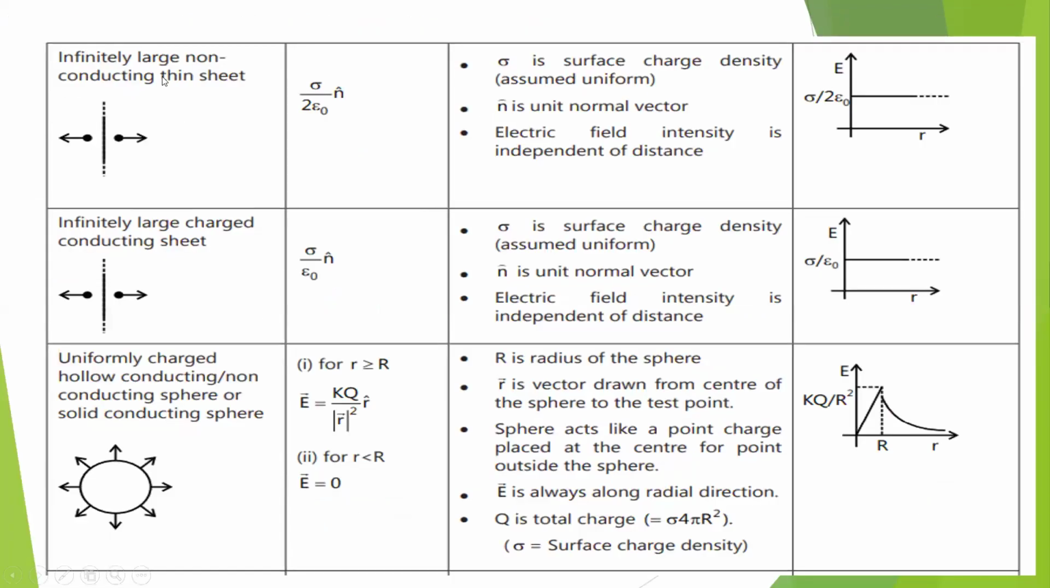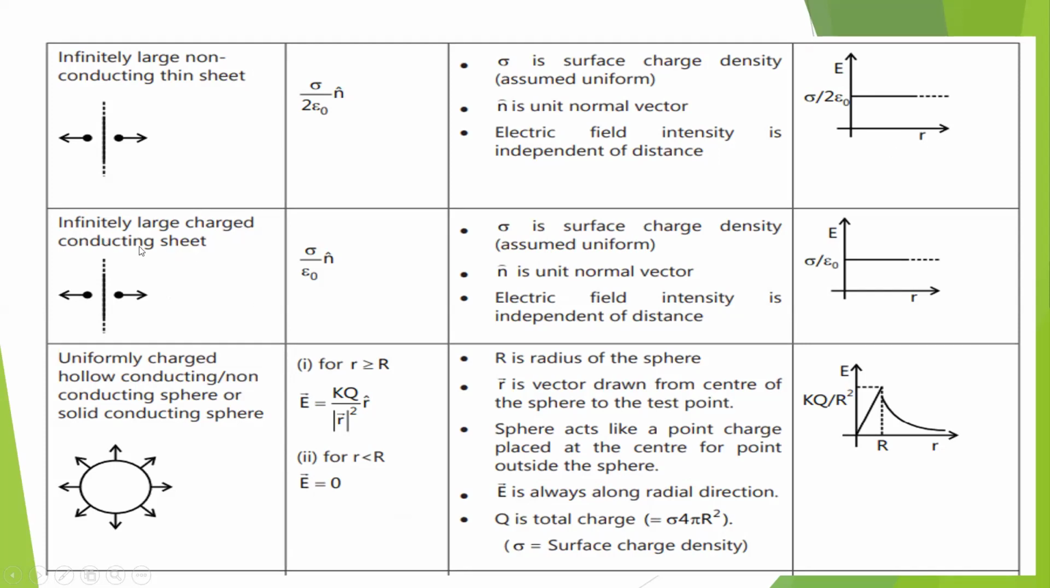Next, infinitely long non-conducting thin sheet: E equal to sigma by 2 epsilon 0 n cap. Sigma is the surface charge density and n cap is the unit normal vector. Electric field intensity is independent of distance. Very important in this case, non-conducting thin sheet. Non-conducting means the charge will be over the surface but it won't conduct, which means the electric field intensity is independent of distance since it is a thin sheet. So the graph is like this. It will have a constant electric field throughout, as it is independent of the distance.